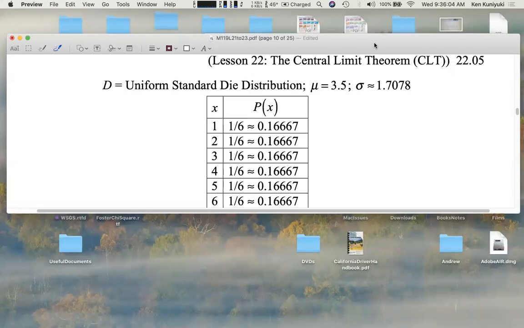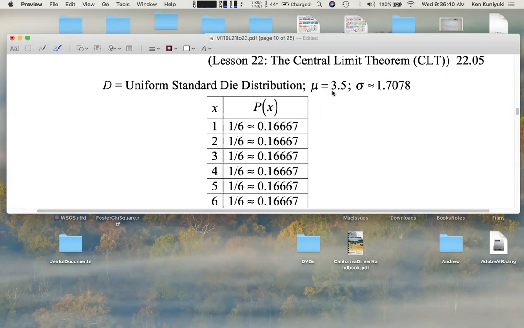Hi everyone, we're continuing with the central limit theorem, the CLT, for sums, but especially means or averages. In the beginning, we talked about this big daddy distribution D, which was the distribution for the result of one die roll. It was a uniform standard die distribution, a discrete uniform distribution. The probability of 1 was 1/6, and in fact, that was the probability for each of these values from 1 through 6. Discrete uniform, 1/6 apiece.